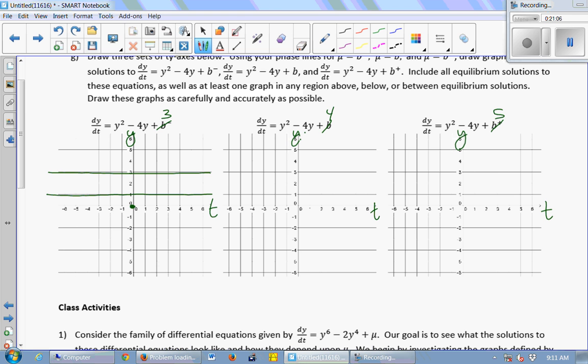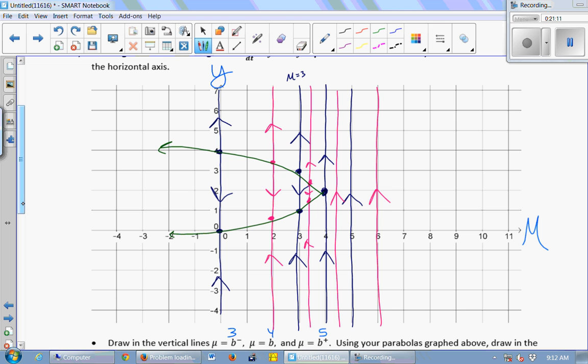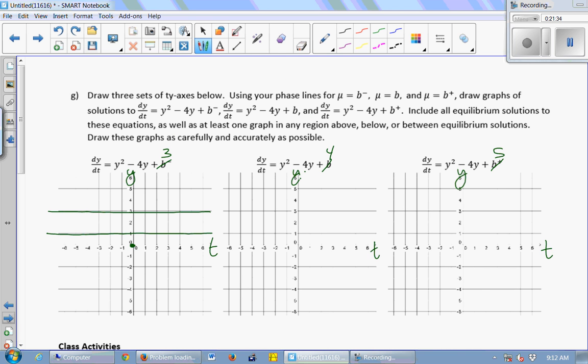As t goes to the right, what happens to the value of y according to our phase diagram, our phase line? Because I'm starting less than 1, and this arrow says that my function increases. It's going to go towards the equilibrium point. From either side, my solutions go towards 3. 3 is a sink, so that means that whether I start below, sorry, 1 is a sink. So whether I start below 1 or above 1, my solutions are going to approach 1 because it's a sink.